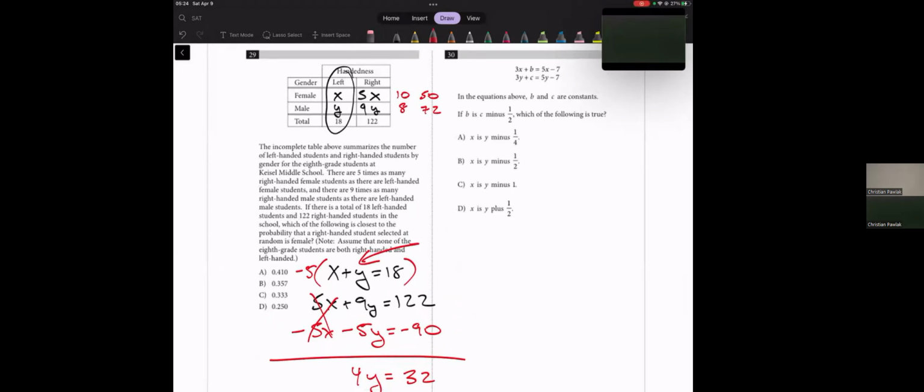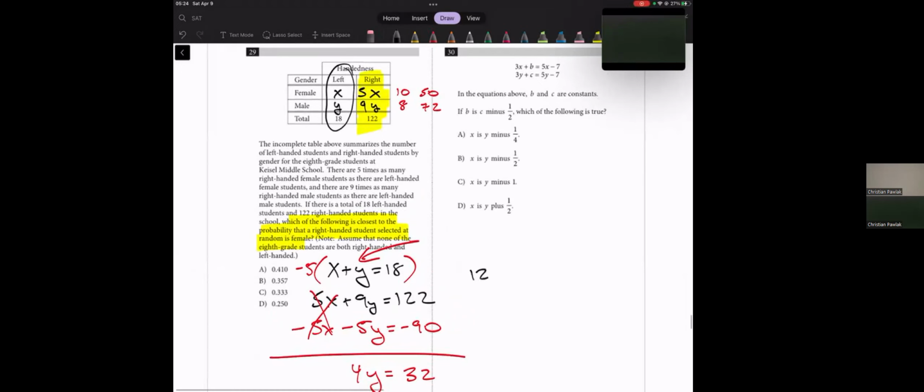So then let's now go back to what was the question. Which of the following is the closest probability that a right-handed student selected at random, so of all the right-handed students, so that's 122, is a female? So how many females are there? There is 50. So what is 50 divided by 122? 50 divided by 122 equals 0.409. So that's going to be A.